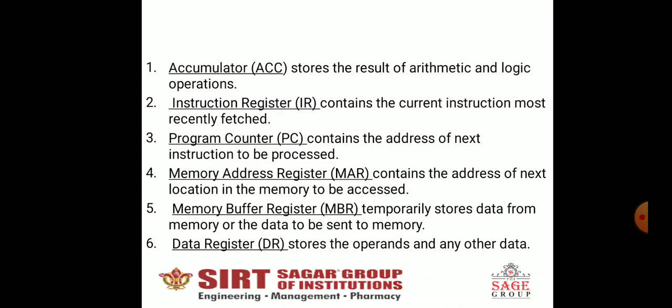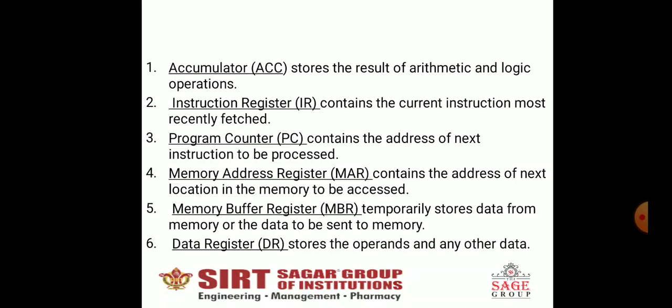These different types of registers we use to store data are the accumulator, instruction register, program counter, memory address register, memory buffer register, and data register. They have individual qualities, like they can store different things. The program counter contains the address, and the memory address register contains the address. The memory buffer register is a temporary storage place, where we can store data on a temporary basis. In the data register we store the operands. The accumulator stores arithmetic and logical operation results, and the instruction register contains the current instruction most recently fetched. So these are the types and categories of registers, where we can store data on a temporary basis.